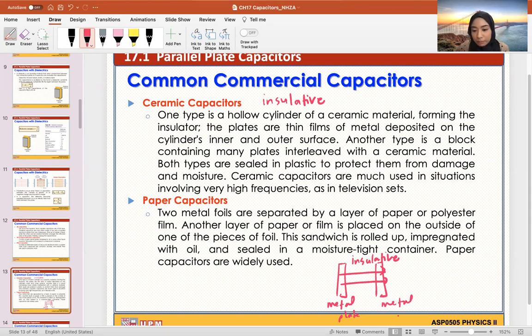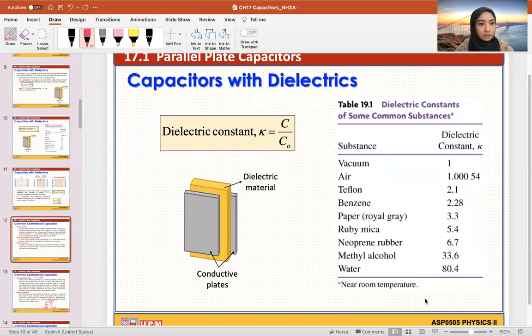Okay, so this is metal plate. Metal plates are conductive. And then dielectric material, or the material in between the metal plates, should be insulative. Or, it doesn't conduct electrons. It doesn't conduct charges. Okay, it's not conductive. So that's an intro on capacitors.